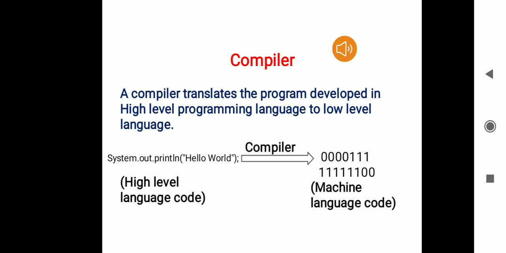The next language processor is the compiler. A compiler is another language processor which translates a high-level language code into a low-level language, such as the assembly or the machine-level language code.